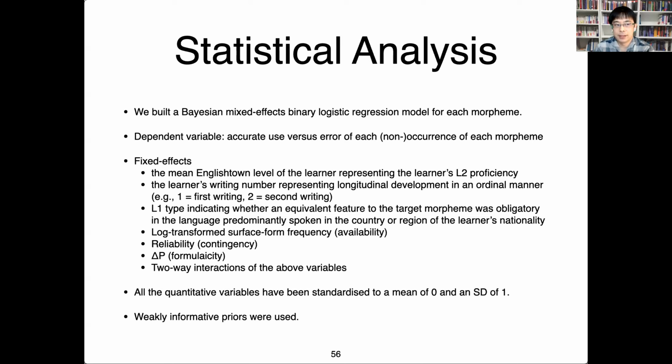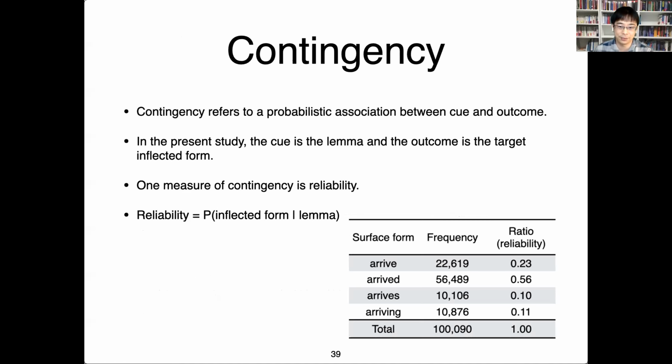Mm-hmm. So the reliability that we looked at in this study is fairly inherent to individual words. And here, reliability in a way is kind of a trade-off between different forms. So if the reliability of arrived increases, the reliability of the other forms decreases. So I don't think we can manipulate the reliability to facilitate language development.